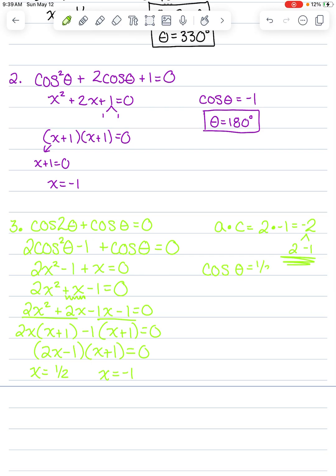Cosine of theta is equal to 1/2. Again, we're between 0 and 360 on this section. So that was true when theta was 60 degrees and 300 degrees. And cosine of theta is equal to a negative 1 when theta is equal to 180 degrees. I would plug those back in. I would check them, because I did use an identity. For the sake of time on this video, I'm just going to say I checked them. We're good.